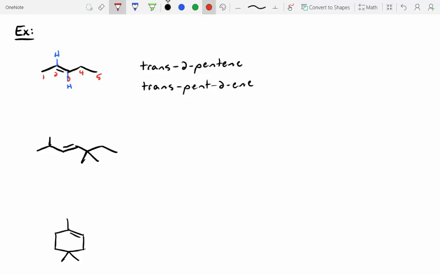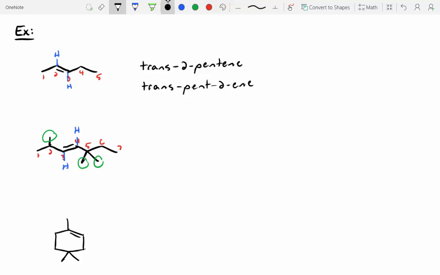If we look at our next one, again we want to number our chain so that we're putting that double bond position in the lowest number. So it looks like we've got a heptene unit. And now we want to identify whether or not we've got cis or trans again. Again, we've got two hydrogens coming off of opposite sides. That means that it's trans. And now what we need to do is identify our substituents. Looks like we have a methyl group here, here, and here.